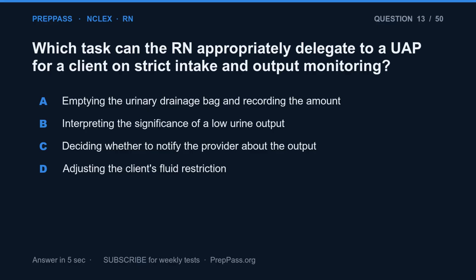Which task can the RN appropriately delegate to a UAP for a client on strict intake and output monitoring? A. Emptying the urinary drainage bag and recording the amount. B. Interpreting the significance of a low urine output. C. Deciding whether to notify the provider about the output. D. Adjusting the client's fluid restriction.